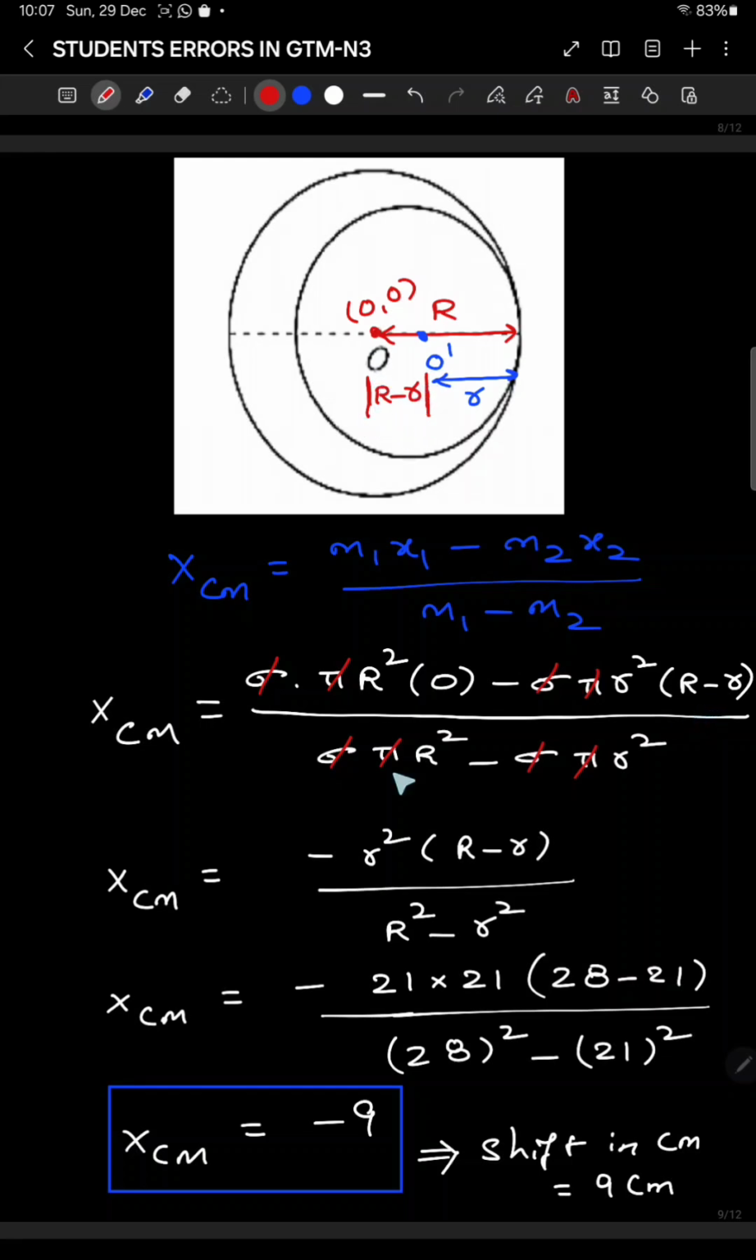Substitute here. m1 bigger mass sigma pi R square. m2 removed mass sigma pi small r square. Everywhere sigma pi common and cancel. We can get like this. Substitute small r value and capital R value to find x_cm. We got here minus 9. Minus 9 represents after removing this mass, center of mass shifts towards left side. Minus represents towards left. That means shift of center of mass is 9 centimeters.